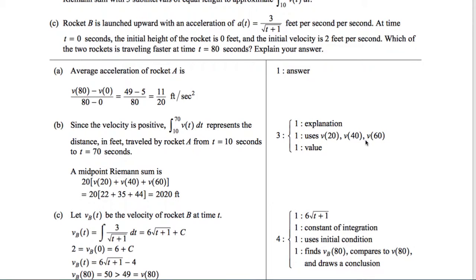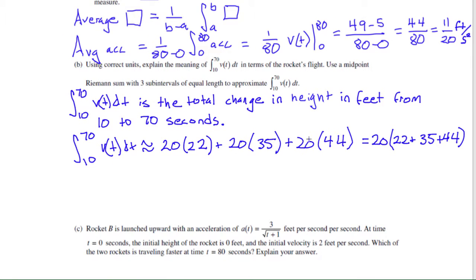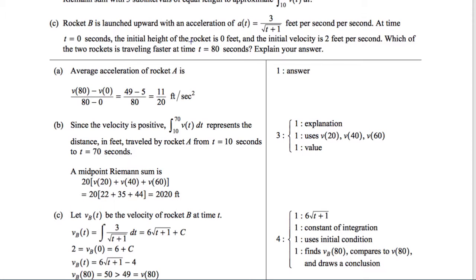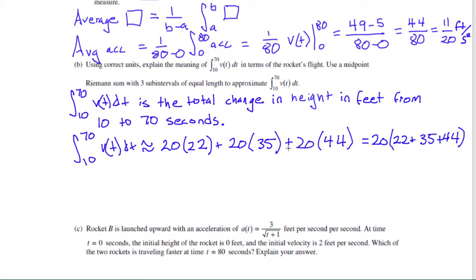So you have to use these numbers 22, 35, and 44. Then you have to add these up, and I'm just going to look at the answer because otherwise I'm probably going to mess up. So it's 101 times 20, so 2,020 feet.